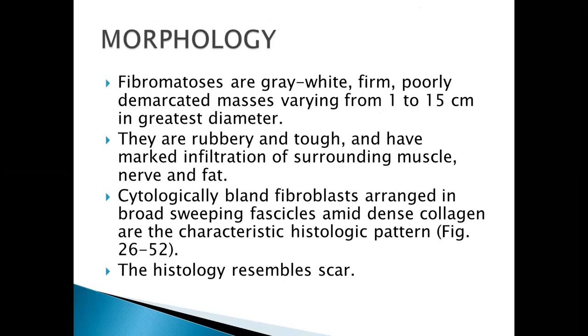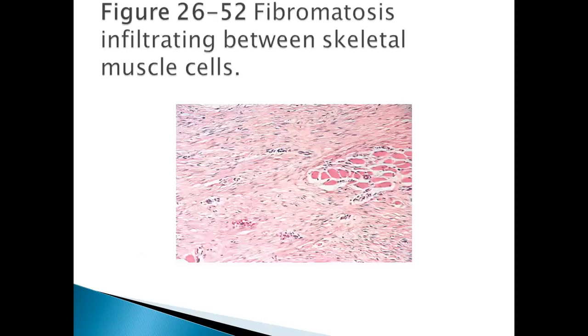Cytologically bland fibroblasts arranged in broad sweeping fascicles in the middle of dense collagen are the characteristic histologic pattern. Cytologically bland means soft contours. The histology resembles scar. You can see here fibromatosis infiltrating between skeletal muscle cells. This is skeletal muscle, and the fibromatosis is infiltrating around it. They are spindle-shaped cells in the middle of dense collagen fibers.